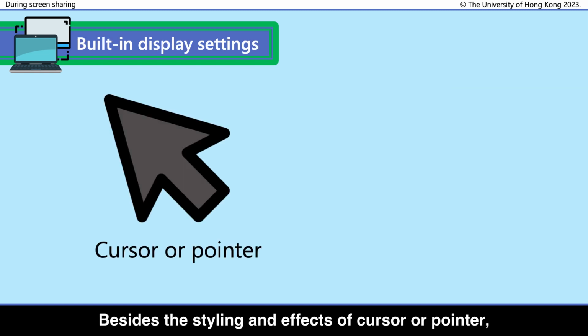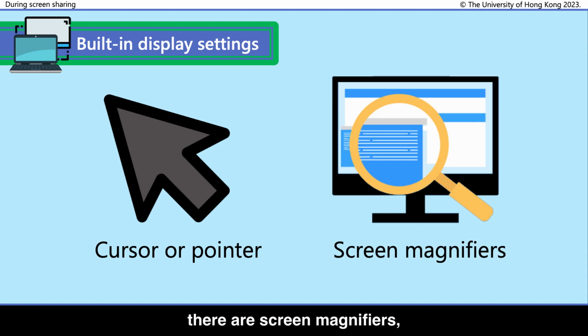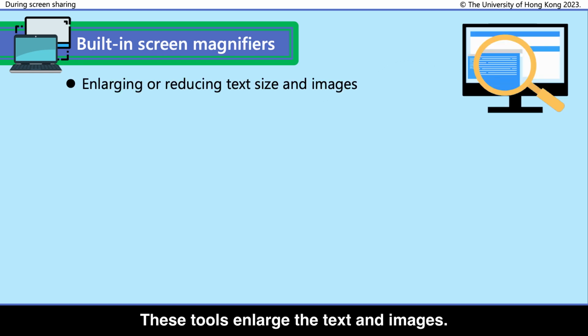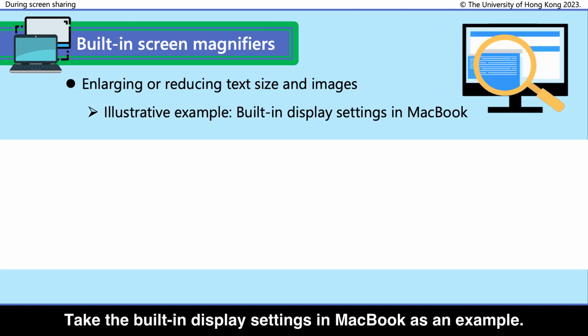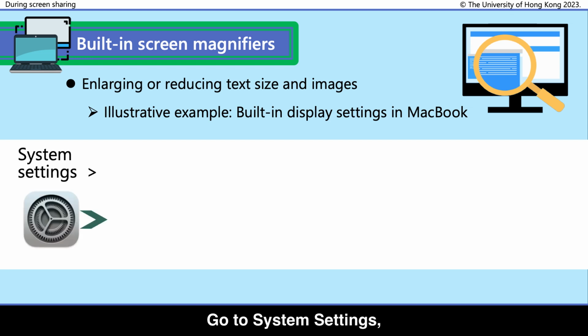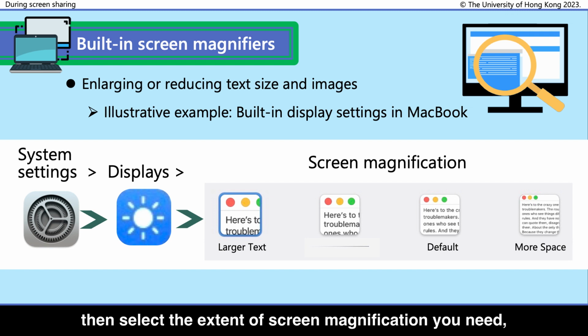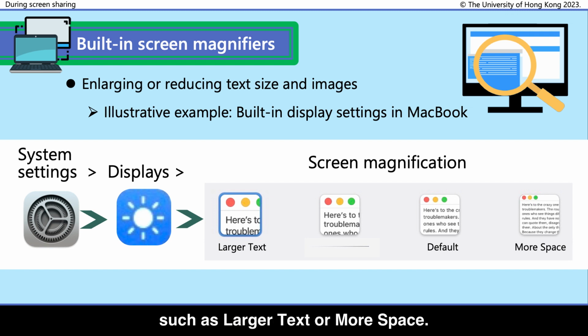Besides the styling and effects of cursor or pointer, there are screen magnifiers, some of which are built directly into the operating system of the device. These tools enlarge the text and images. Take the built-in display settings in MacBook as an example. Go to System Settings, then go to Displays. Then select the extent of screen magnification you need, such as larger text or more space.